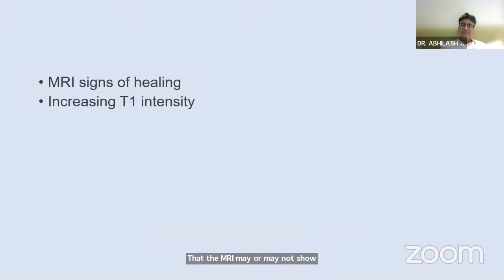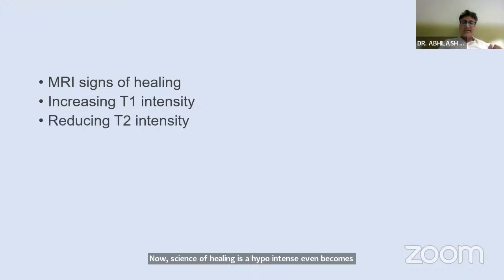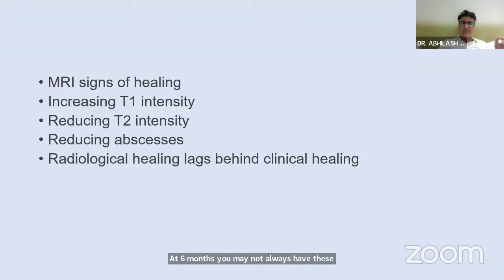Now signs of healing: a hypointense T1 becomes normal, moves towards normal intensity. A hyperintense T2 becomes hypointense, and there is reduction in abscesses. At 6 months, you may not always have these changes happening because we all know that radiological healing lags behind clinical healing in cases of tuberculosis.